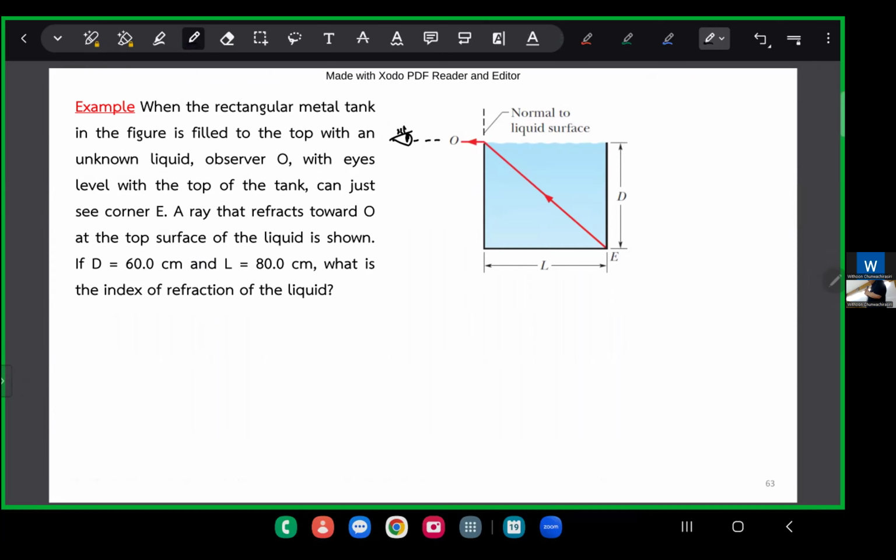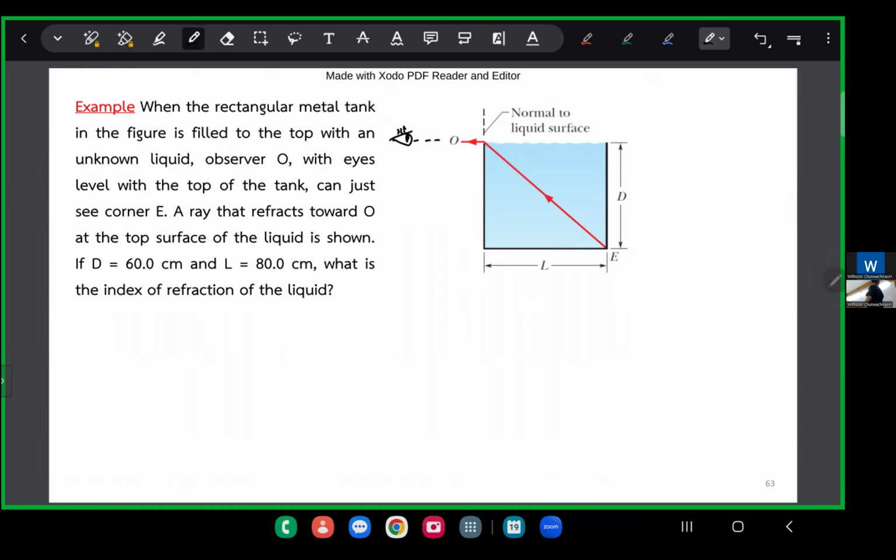Now, a ray that refracts through toward the observer is at the top of the liquid. The dimensions of the tank are given: the length of the tank and the depth of the tank. What is the refractive index of the liquid? You want to try this? This one is not bad.